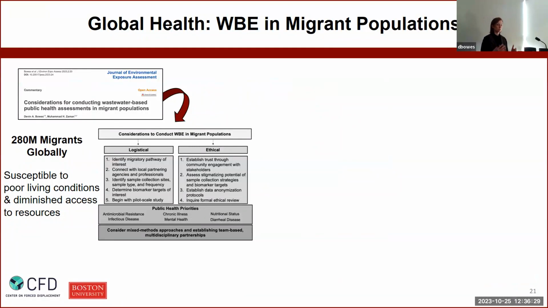And to give you some brief background, there are, as of 2020, about 280 million migrants globally. Given the conditions that they're in, they're very susceptible to poor living conditions and diminished access to resources. Essentially, the World Health Organization has deemed that simply being a migrant marks as a social determinant of health, puts you at risk for a multitude of diseases and conditions. So I see this as a great opportunity.